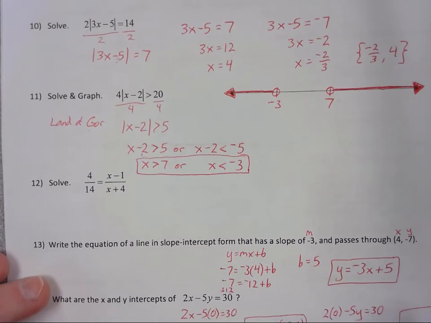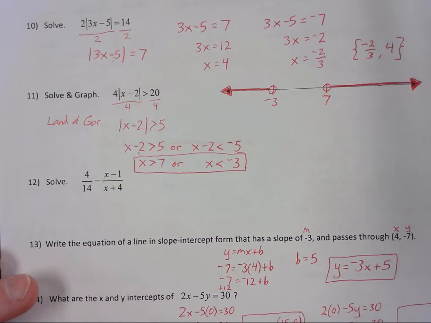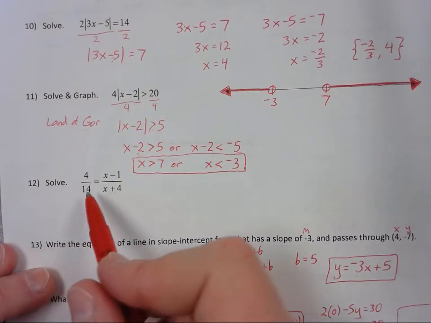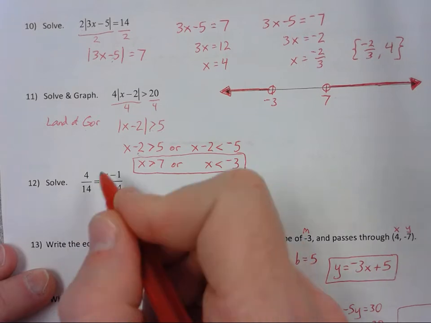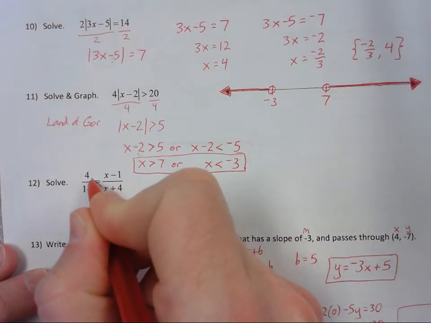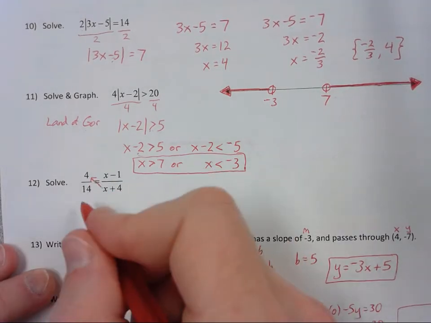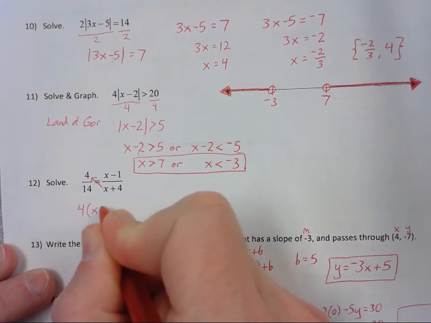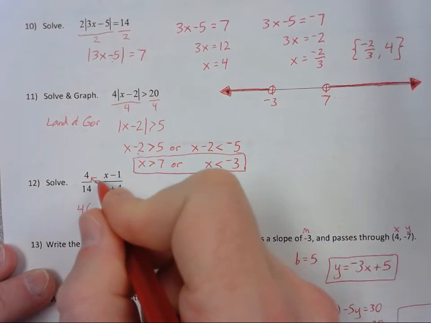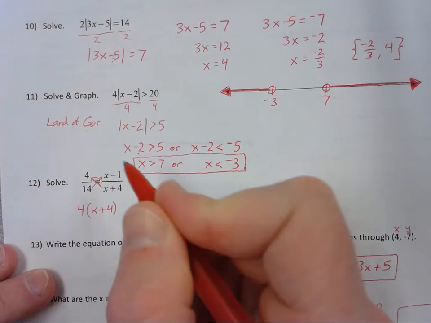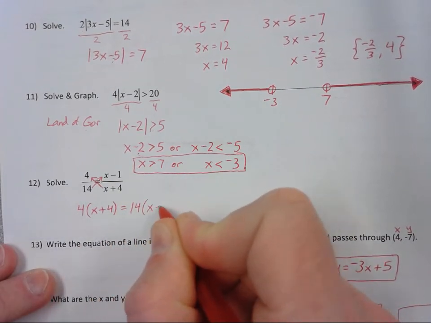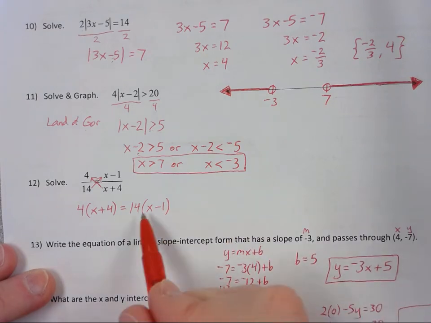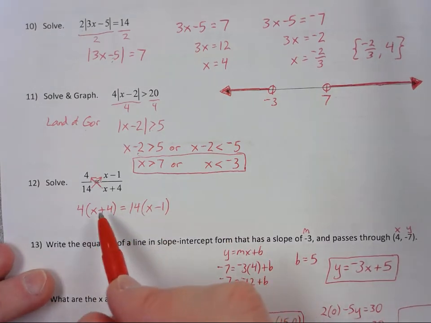And number 12, as we're solving this one, you see fraction equals fraction. This is where you want to cross multiply. The x plus 4 gets multiplied by the 4. 4 gets multiplied by x plus 4. And in the other direction, the 14 gets multiplied by x minus 1. And we set those two diagonals equal to each other.